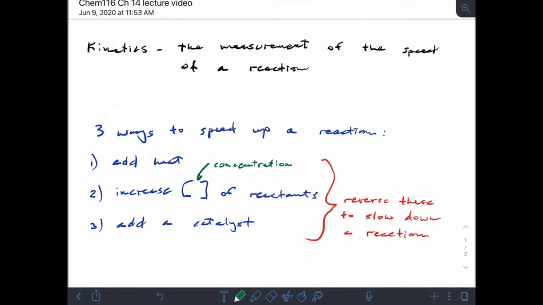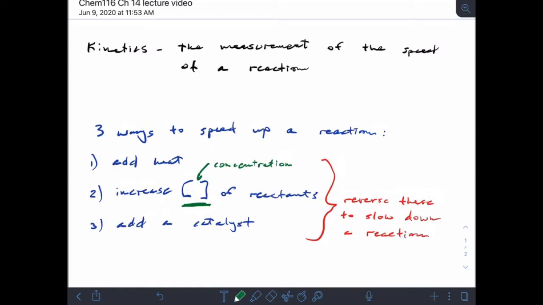So, as a reminder, whenever you see this bracket around a particular chemical species, that's referring to concentration in molarity, so moles per liter of reactants. And the third basic way to speed up a reaction is to add a catalyst. A catalyst will speed up a reaction without actually participating in that reaction.